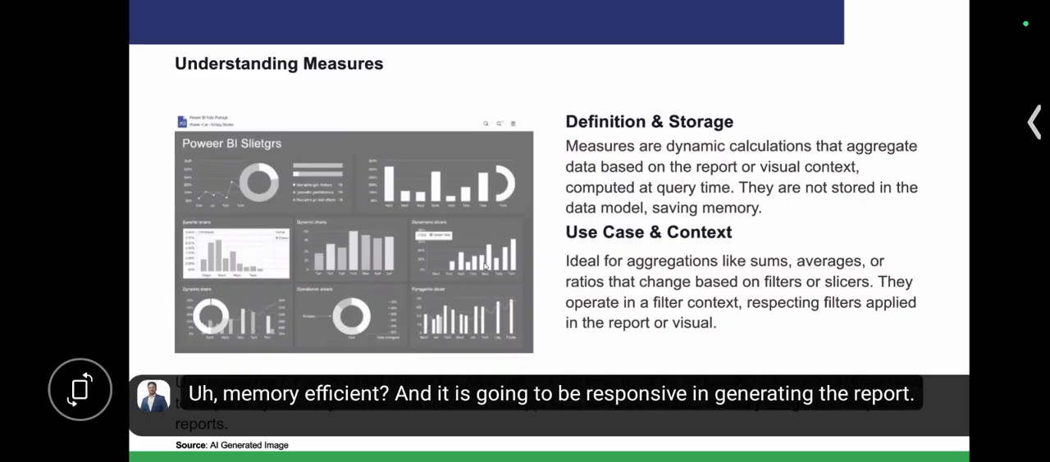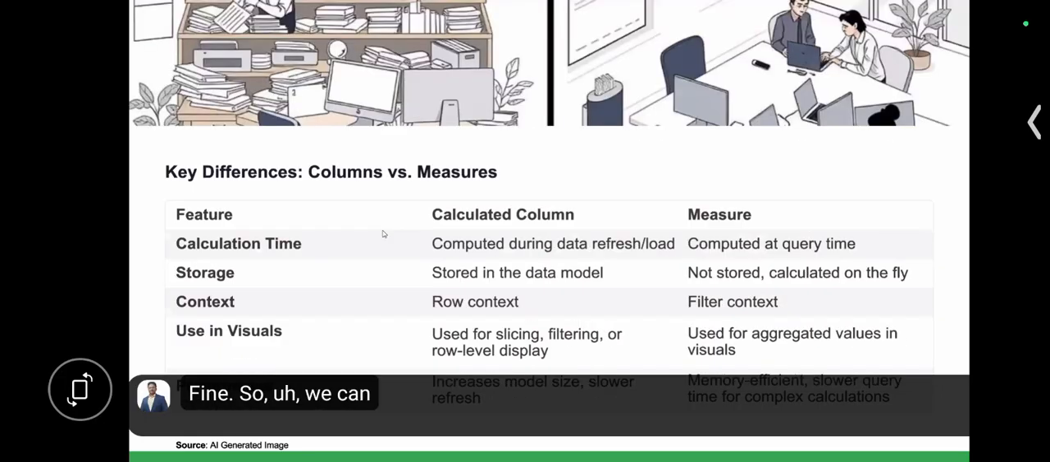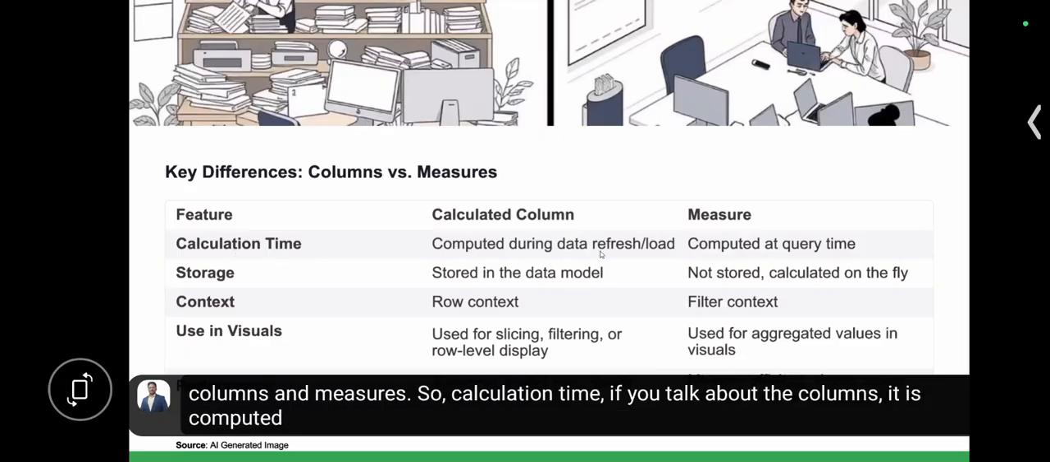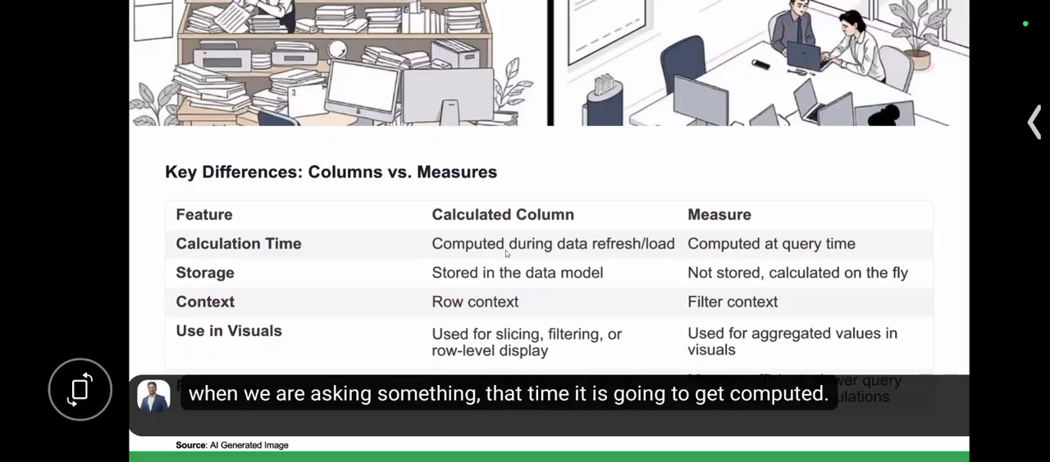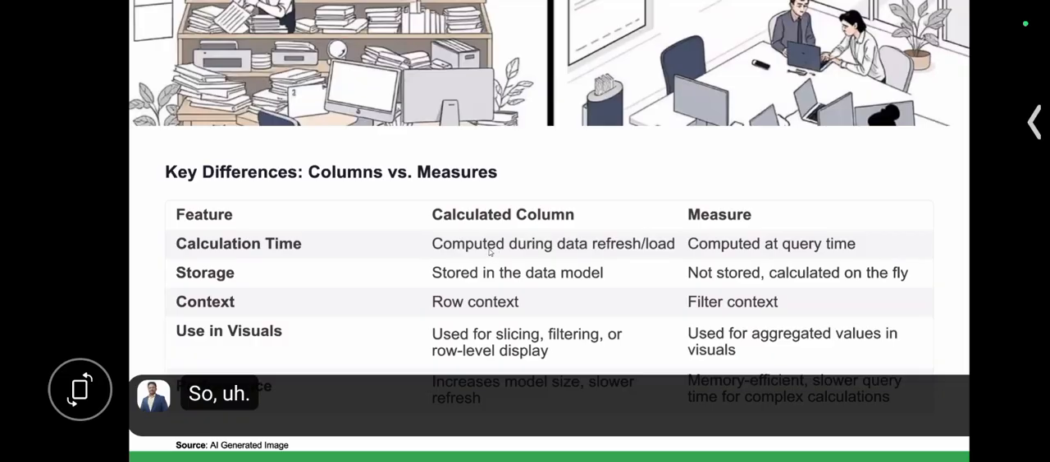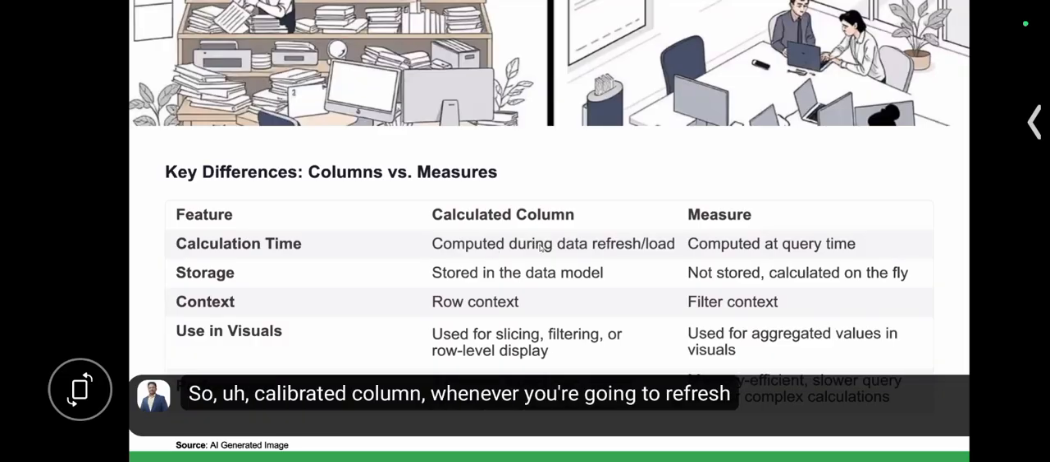Fine. So we can see the quick difference between columns and measures. Calculation time: columns are computed during the data refresh or load, and measures are computed during the query time. When we are asking something, that time it is going to get computed. A calculated column gets calculated whenever you refresh or load the data.